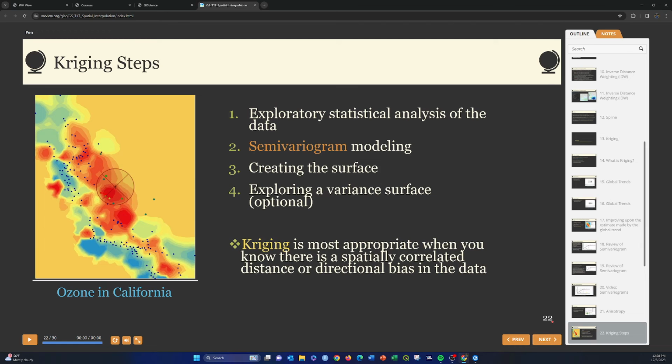Okay, so that's it. Basically, once you've incorporated your local autocorrelation into your global model, you get a much more complex trend here that hopefully captures more of the variability in the data. So this is kind of the steps to doing Kriging. You want to statistically explore the data, look at the semi-variogram, create a surface, and explore the resulting output and variability.